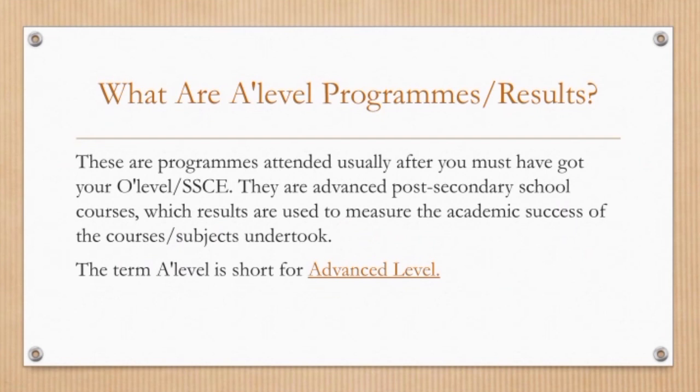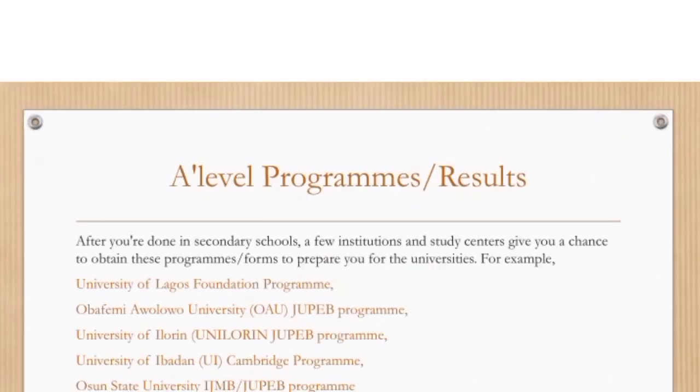So for someone to tell you ordinary level and advanced level, you should know that before you go for this A level, you actually need what we call your O level. That is to say, the ordinary level before the advanced level. So your A level result is actually an advanced result.